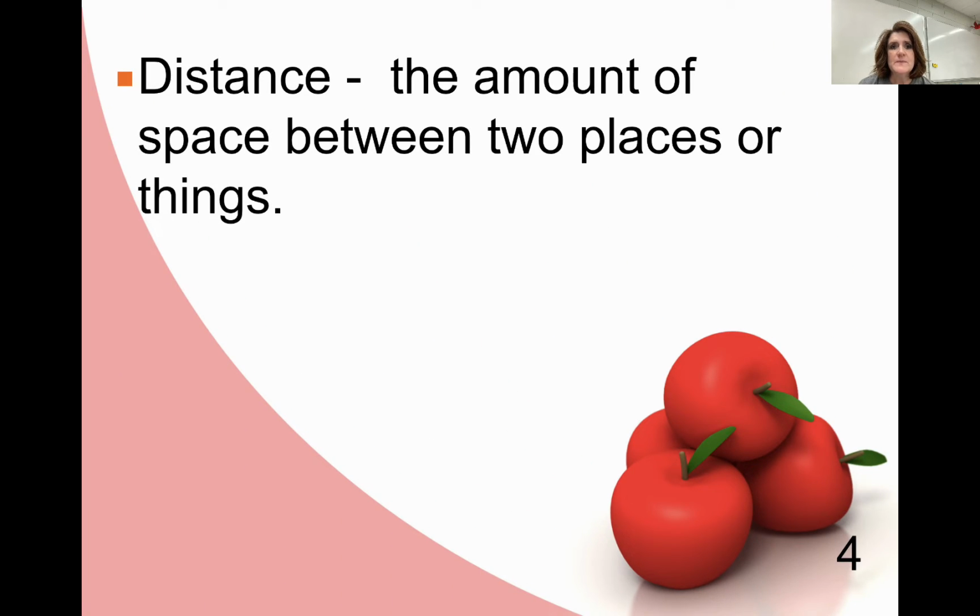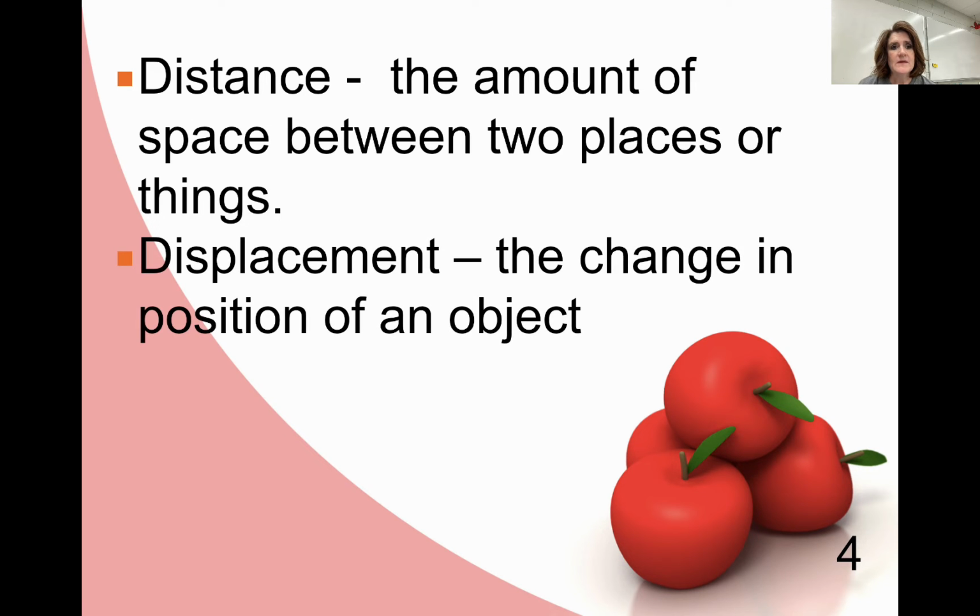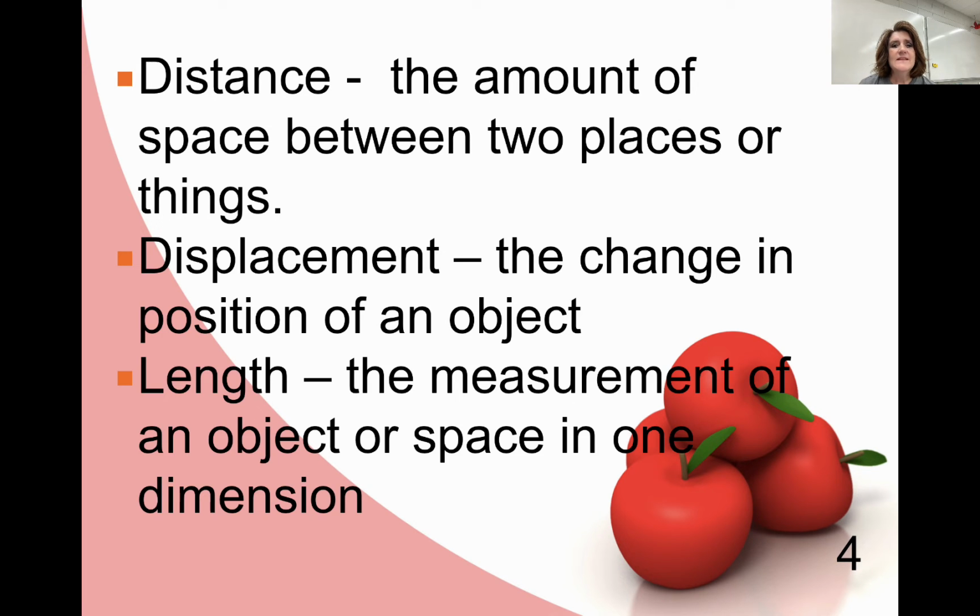Distance is the amount of space between two places or things. Displacement is the change in the position of an object. Length is the measurement of an object or space in one dimension. Those three things could be interchangeable.